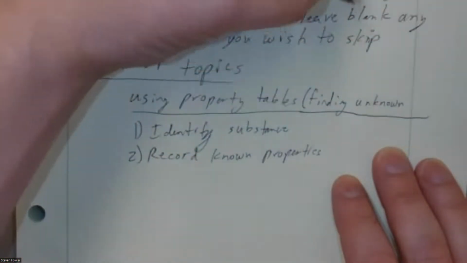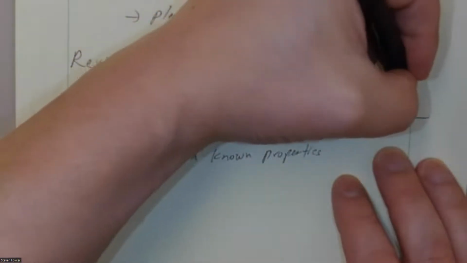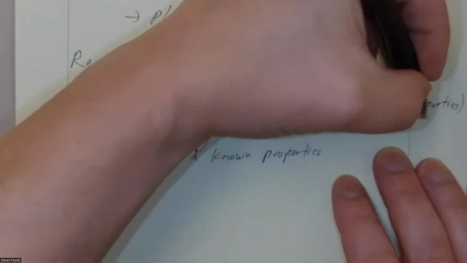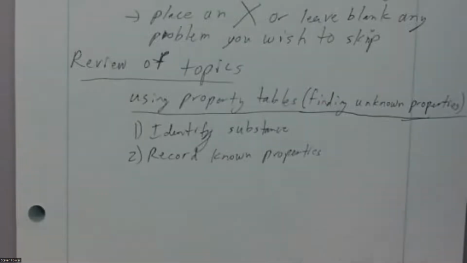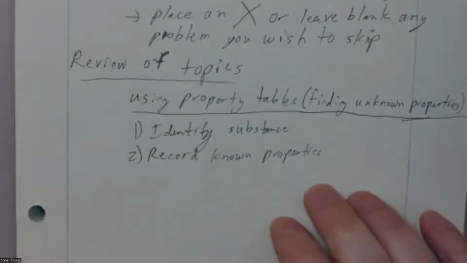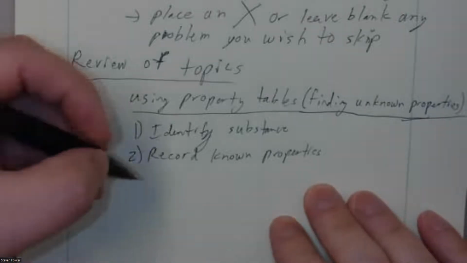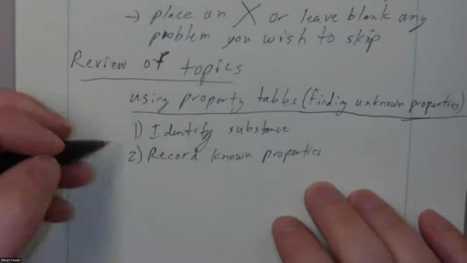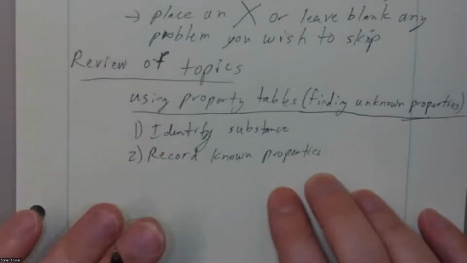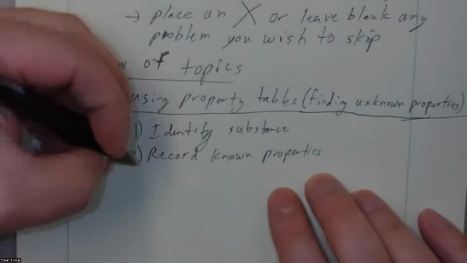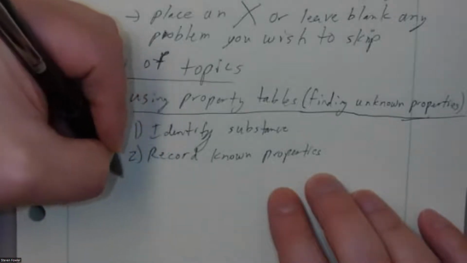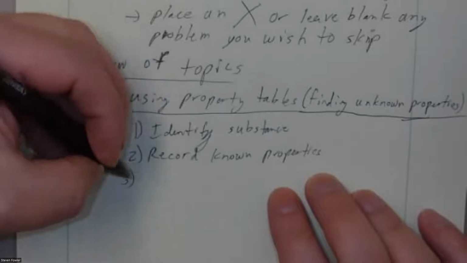Initially, we said, well, using the property tables, here's the process. But really what it is, is trying to find an unknown property. What's the process? The process is the same. Number 1, what's your substance? That'll tell you what model we're going to use. Are we going to use tables? Are we going to use some kind of ideal gas model? What is my substance? And then make sure I know what properties I have available. And then step 3 kind of branches out.